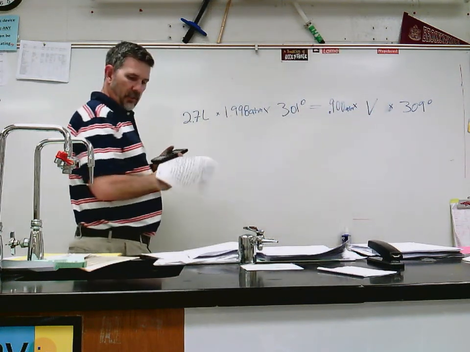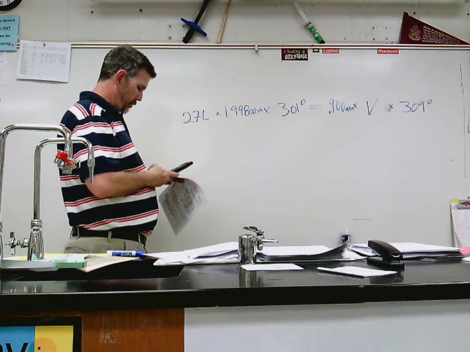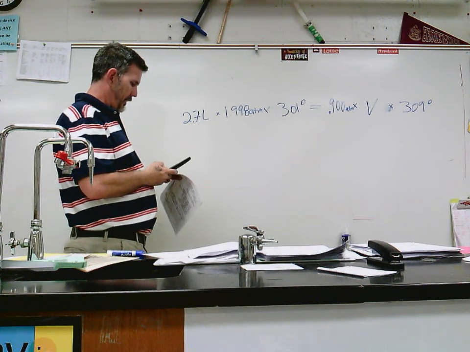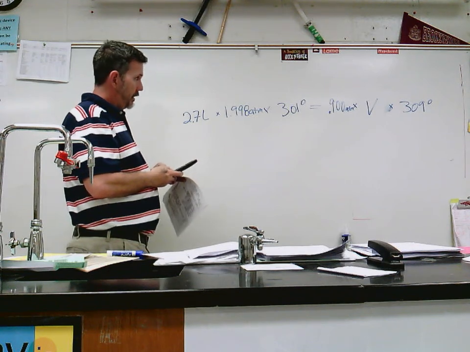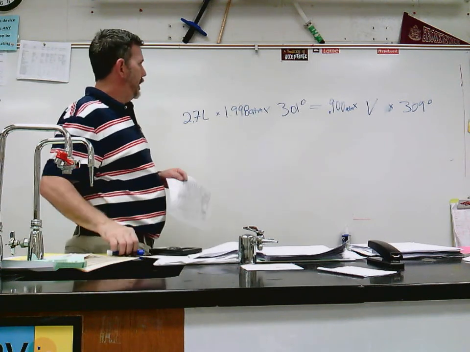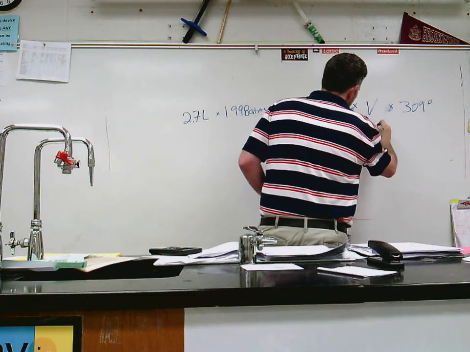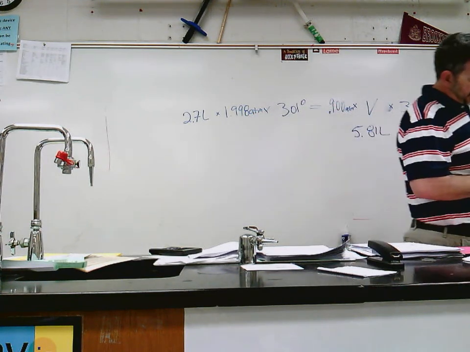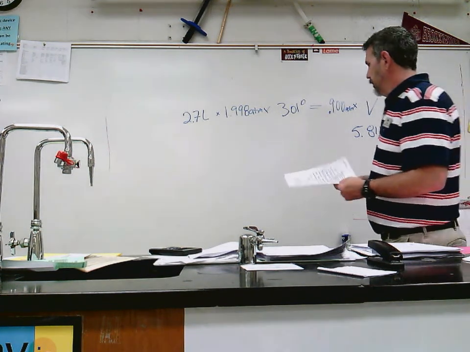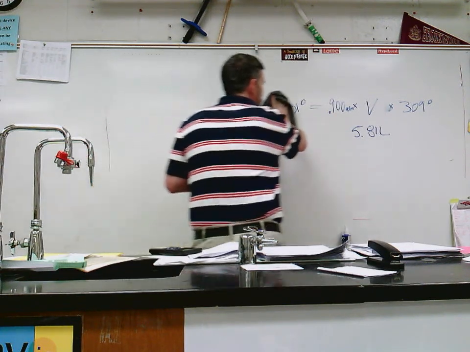So let's do this. 2.7 times 1.998 times 301, enter, divided by 0.9 times 309, 5.81 liters. Am I right? Is he right? 5.85 liters. Okay, well, within the margin. I'll allow that.